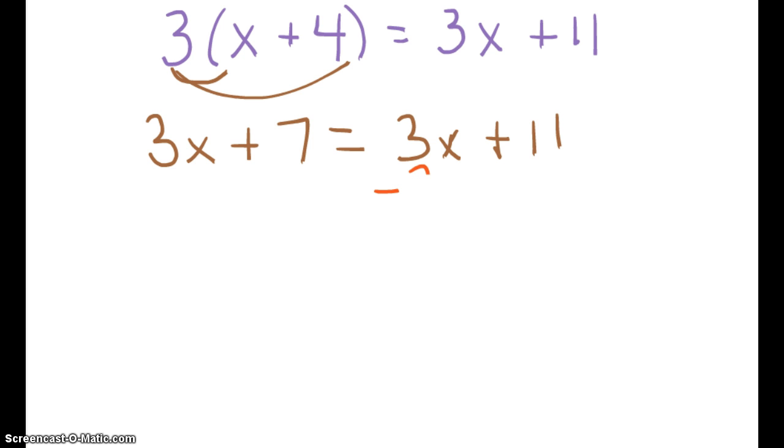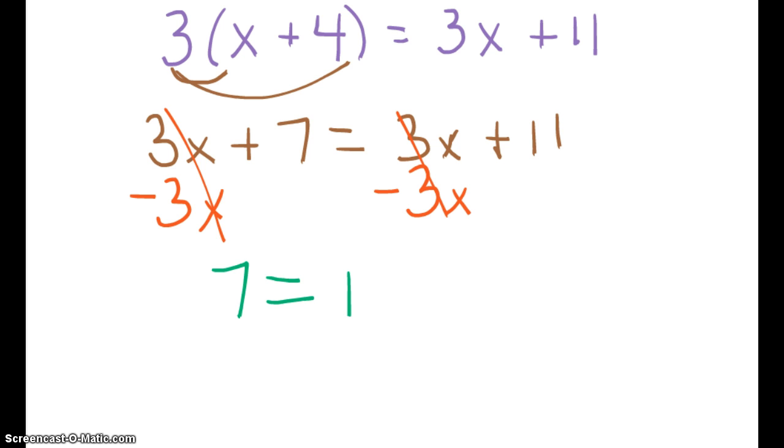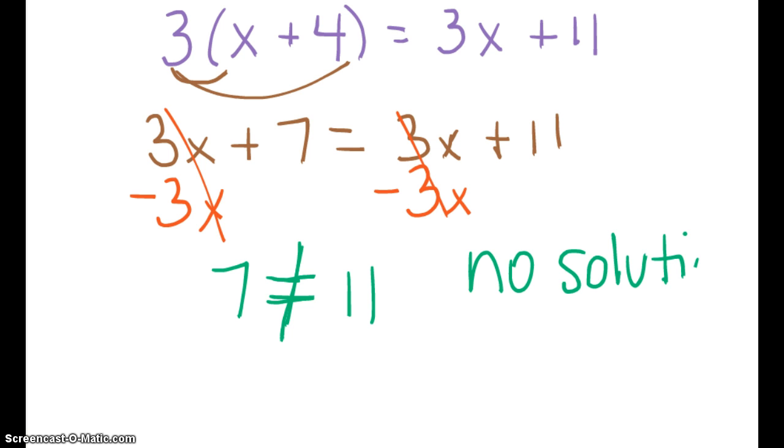And when you attempted to get your variables all together on one side, all of your variables zeroed out. And so what happened is you were left with 7 has the same weight as 11, which is not true. 7 is not equal to 11. In this situation, there are no solutions for x.